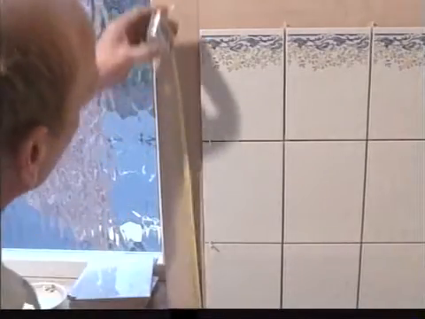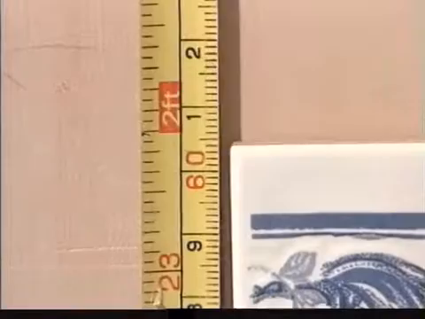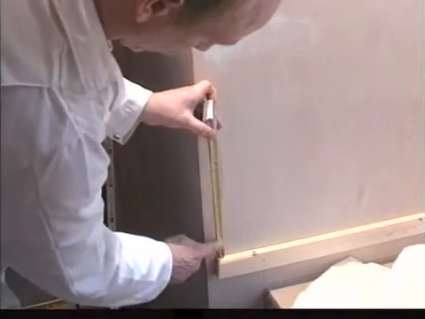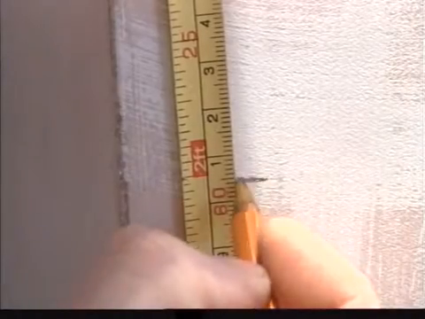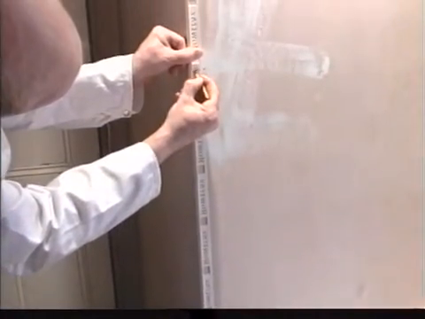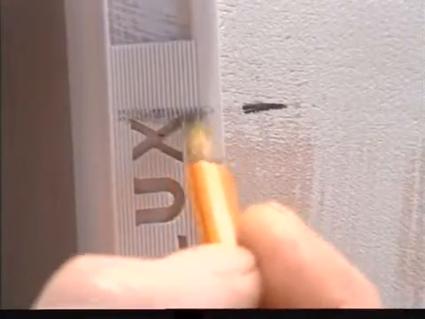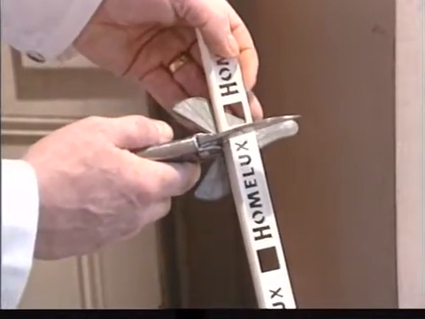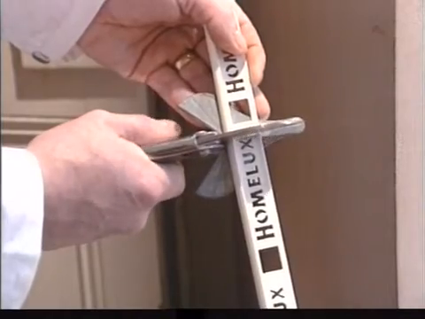Measure your finished tile height. Transfer this to any external 90-degree angles. Place the tiling trim on top of the skirting board. Mark the finished height onto the trim and cut. Cut the trim with either a junior hacksaw or dedicated tile trim cutters.